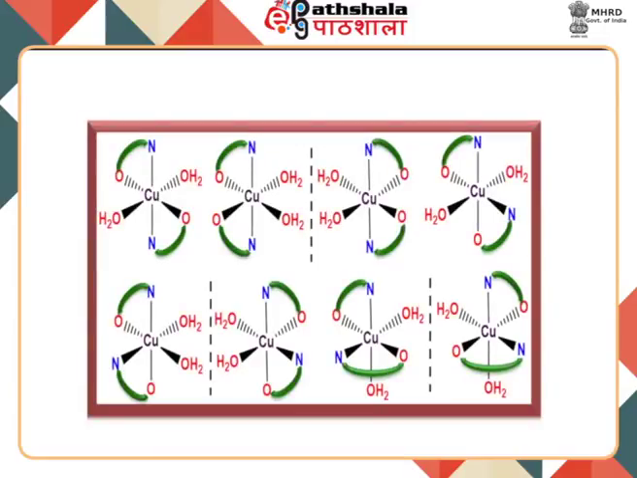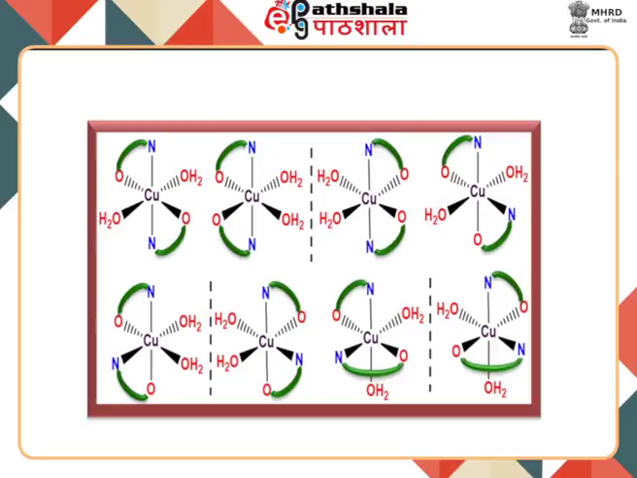Octahedral complex of type MAB2X2. Disymmetry can be introduced in an octahedral complex by adding an unsymmetrical bidentate ligand to it as well. For example, the complex diaqua bis(glycinato) copper(II) is a chiral complex.